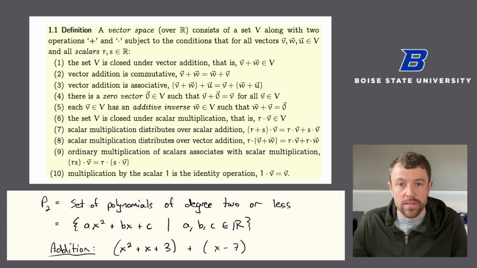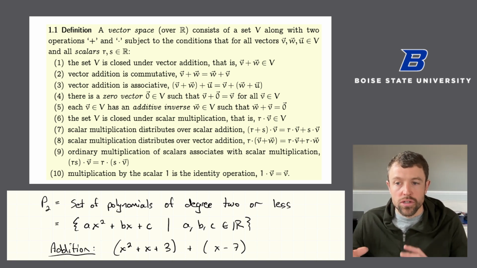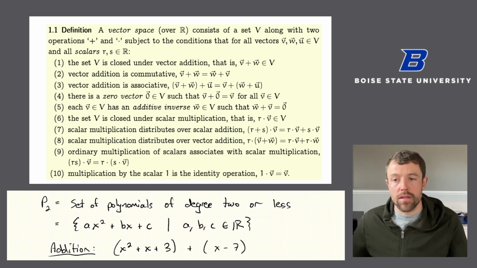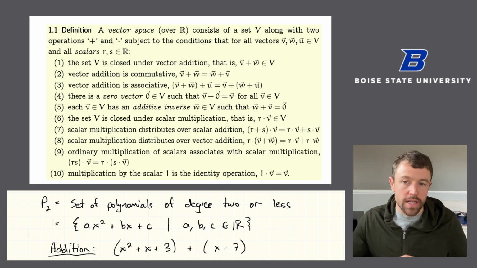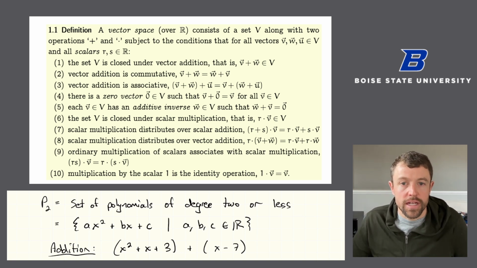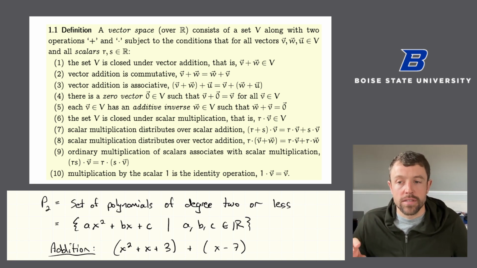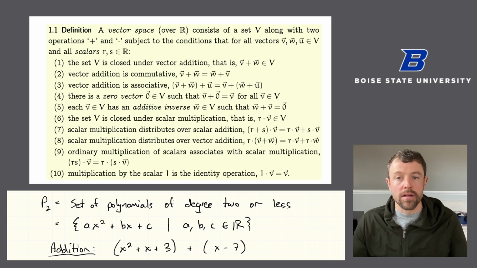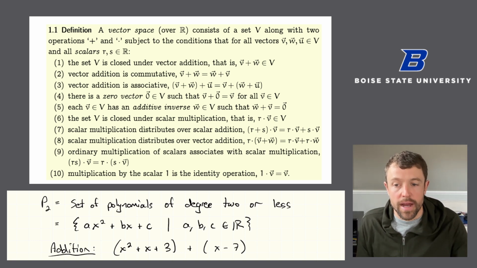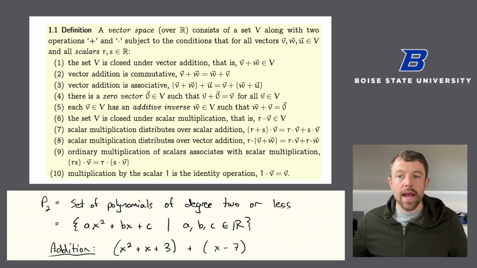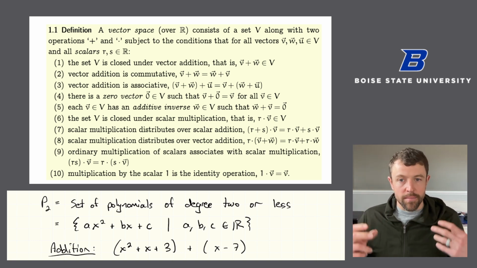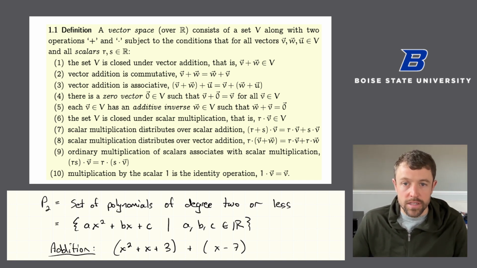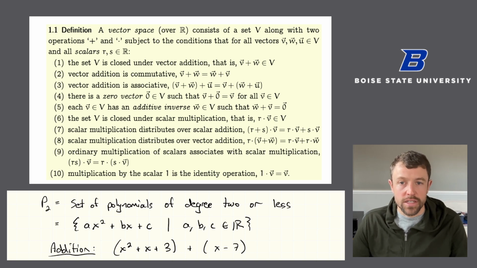So properties 1 and 6 are just the closure properties. They're saying that when we add 2 things, we get a third thing in the set. So when we add 2 polynomials of degree less than or equal to 2, we get a third polynomial of degree less than or equal to 2. 6 is saying it's closed under scalar multiplication when we take a polynomial of degree less than or equal to 2 and multiply it by a real number, our resulting polynomial is less than or equal to 2. Then we have a lot of properties about commutativity, associativity, and distribution. So property 2 says that vector addition is commutative and associative. That's property 3.